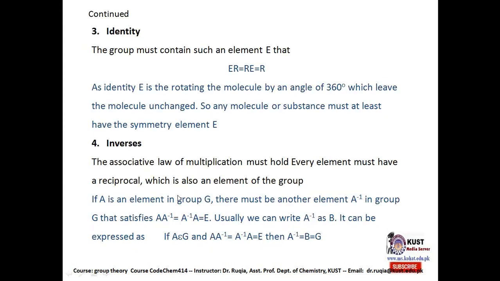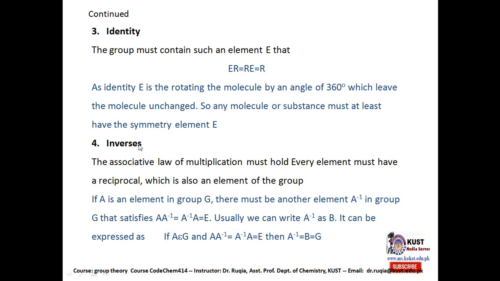Another property is identity. Identity is represented by E, and it is rotating a molecule by an angle of 360, which leaves the molecule unchanged. Identity is an element which is like doing nothing to the molecule. Although we rotate the molecule by an angle of 360, it seems that nothing has happened. If we multiply identity with any element of the group, it should leave the element unchanged.